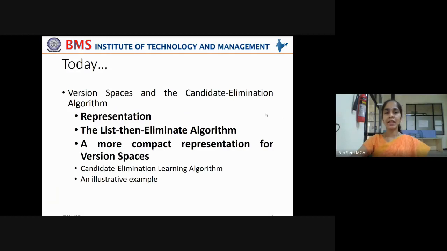Now in today's class, we are going to understand version spaces and the candidate elimination algorithm. Version spaces, this term is very important because it will be used hereafter in upcoming chapters. So you should be able to immediately connect with that term whenever it is used in your classes, right? So let us see version spaces, their representation, and the List-Then-Eliminate algorithm, a very simple algorithm.